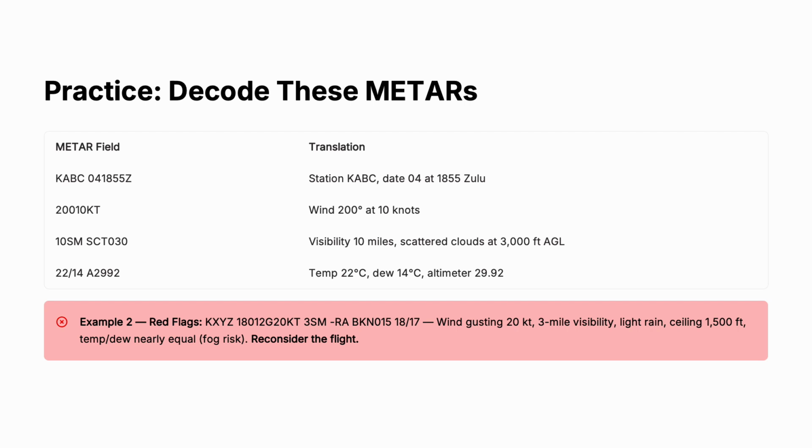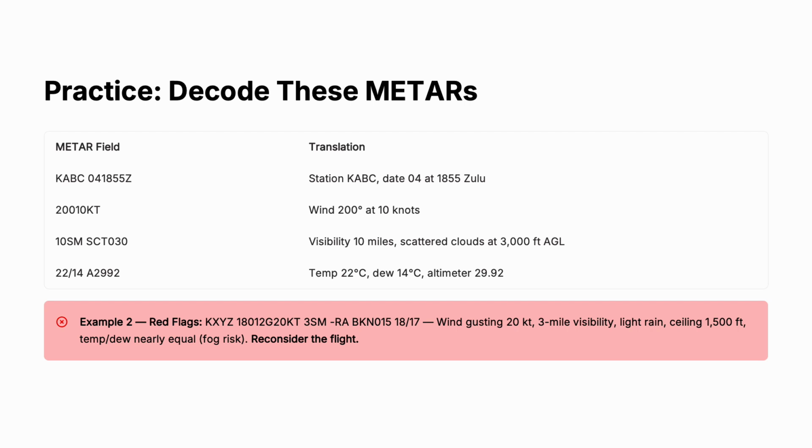Let's practice with a real example, field by field. The first field means station KBC on the 4th of the month at 18:55 Zulu time. The next means wind from 200 degrees at 10 knots. The third means 10 miles of visibility with scattered clouds at 3,000 feet AGL. The fourth means a temperature of 22 degrees Celsius, a dew point of 14 degrees, and an altimeter setting of 29.92.